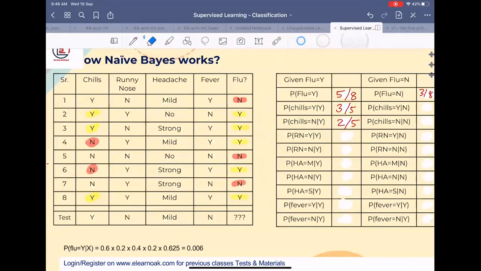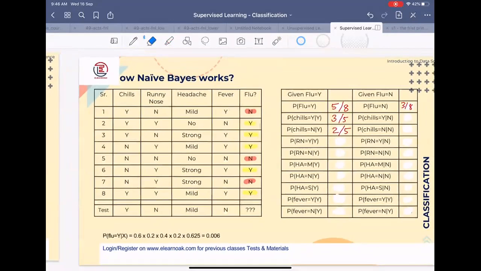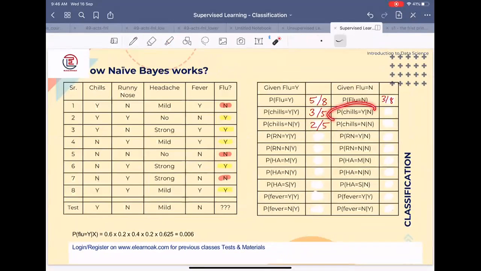Let me clear this mess. Ask you the next question. What is the probability of this term? Chills as yes and flu as no. Many of you are saying 1 by 3. So let me verify. Yes, I think you're right.